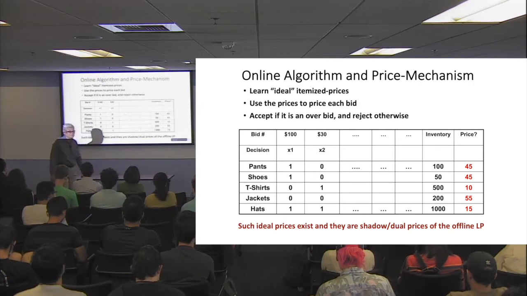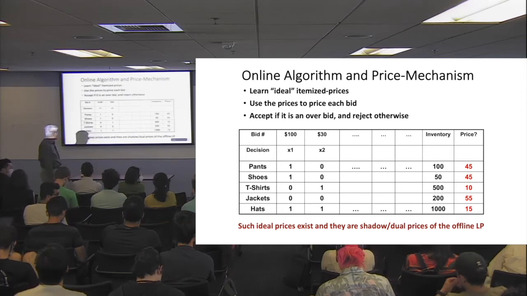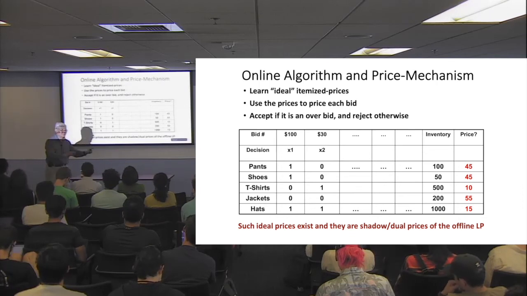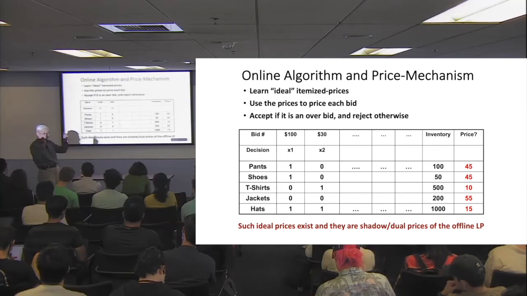Is it possible to run this algorithm with partial fulfillment? Oh, yes, you can also run partial, but our proof is for 0-1. If you have partial fulfillment, that's even better, because our benchmark is based on the offline fractional linear program.